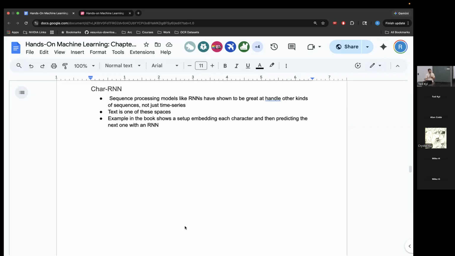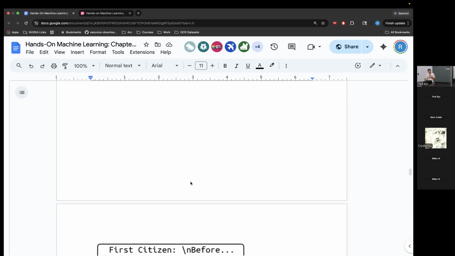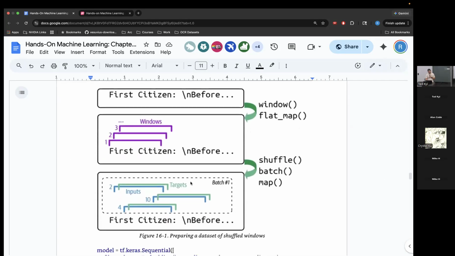And so RNNs are very powerful at this text processing stuff. They showed this configuration where they basically said, train a model to just always predict the next letter. And this is very similar to the way our large language models are built now. It's just they're at the token level instead of the character level.